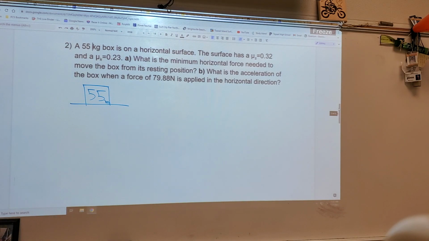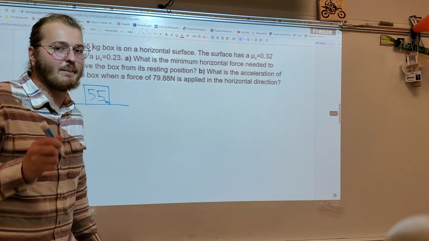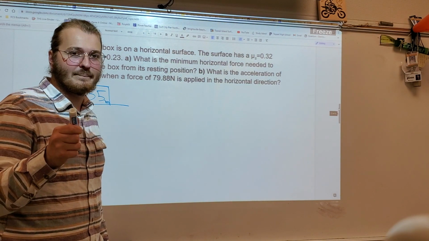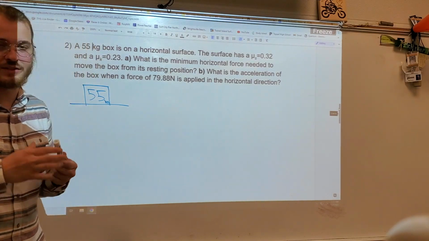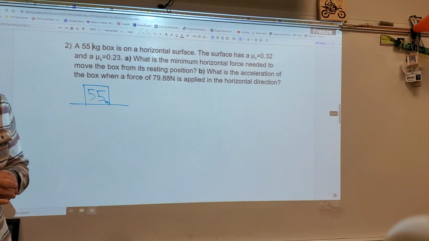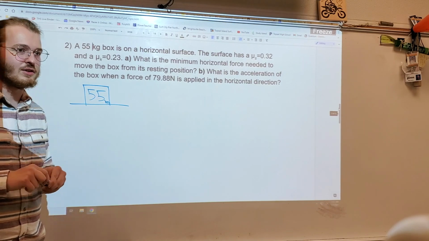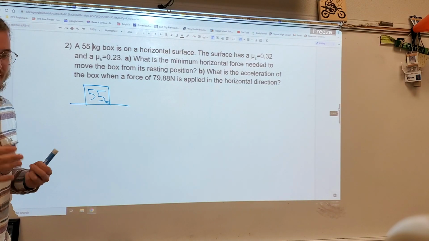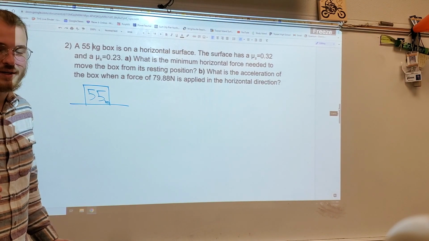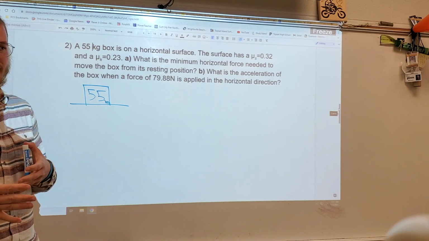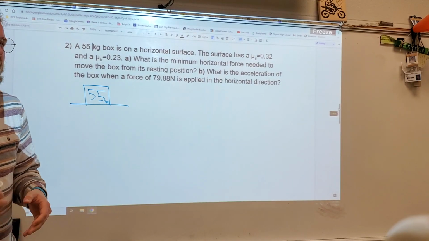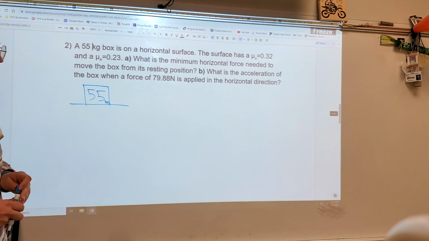These two coefficients are different in what way? That's right, static means it's standing still. Kinetic means that it's actually moving. So the static friction is the friction that the object feels when it's not moving, and the kinetic friction is the friction that the object feels when it is moving. So it's two different frictions.